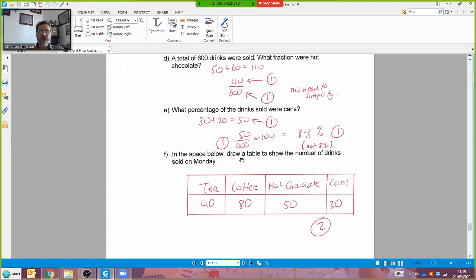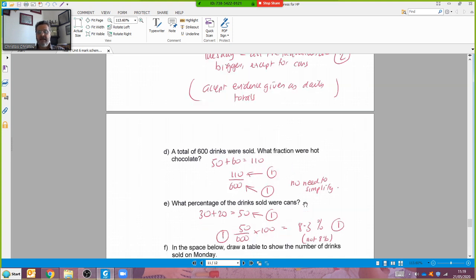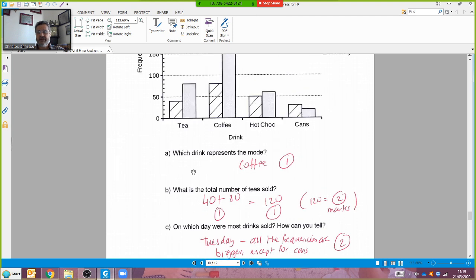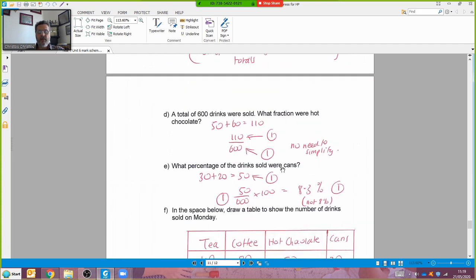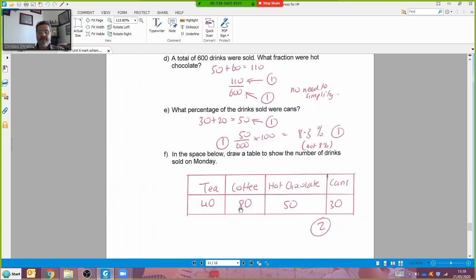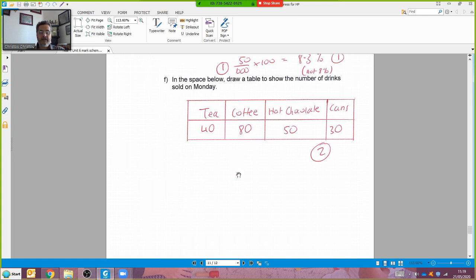In the space below, draw a table to show the number of drinks sold on a Monday. Okay, so tea, coffee, hot chocolate, cans. And I just read off my bar chart so I can do it. 40, 80, 50, 30 maybe. Either way, I got it right in the end. There we go. And that's 2 marks. It's a table of results just focusing on Monday. Last question.